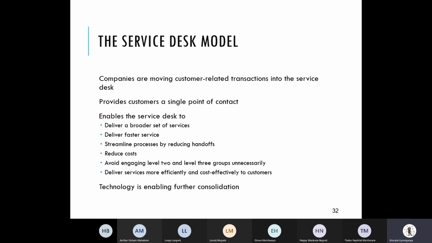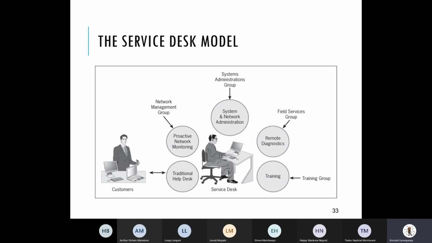So especially when you're looking at what this particular service desk setup enables for, that broader set of services, faster delivery, streamlined processes that obviously reduce a lot of handoffs, reduce your costs, and ultimately looking at delivery of services more efficiently and cost efficiently when it comes to your clients at large. That's what your generic setup there would look like in terms of what is happening with your basic service desk model, understanding the customer's service desk, and obviously looking at the whole concept of importance of training, importance of field services, importance of proactive work at large as far as your particular environments there are concerned. So I think that should be that for us in this particular aspect.